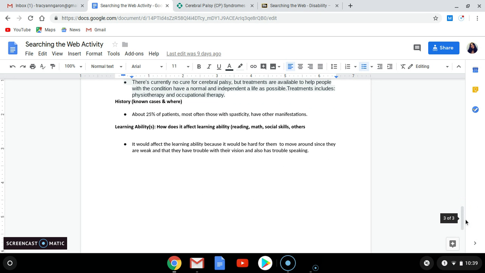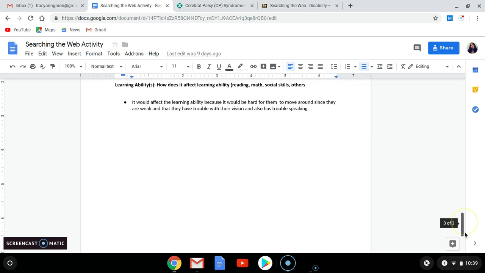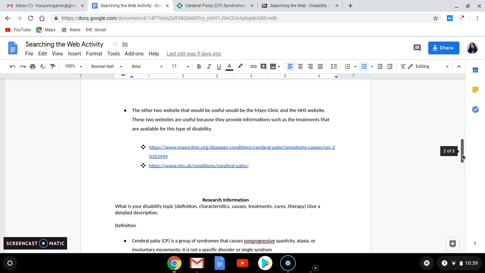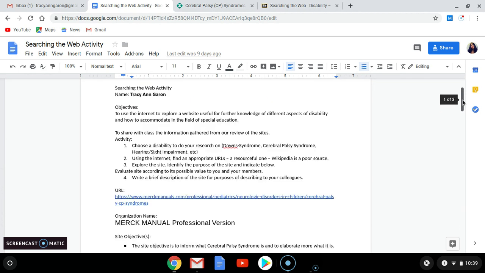So how does it affect the learning ability? It would affect the learning ability because it would be hard for them to move around since they are weak, and they have trouble with vision and trouble speaking. And that's all. Thank you.